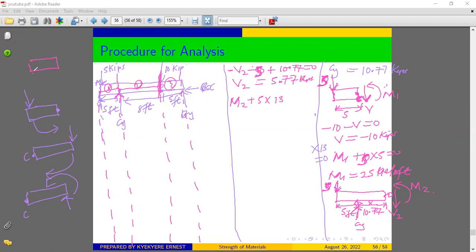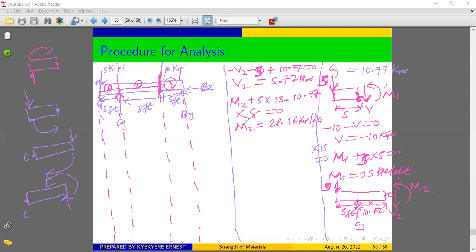A force like that. And this is where we are taking the moment. So it's going to cause it to move clockwise. So we have minus 10.77 times the distance from this point to that point, which is 8, is equal to 0. And from there, M2 will be equal to 21.16 kips per feet.